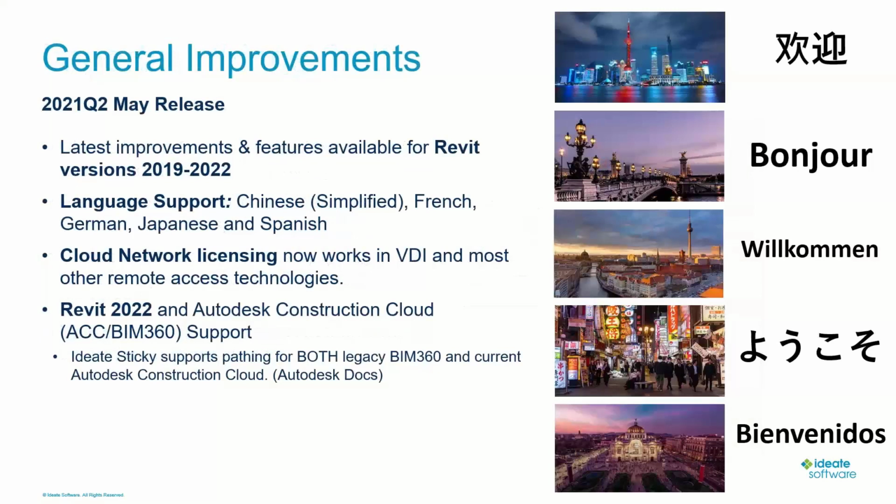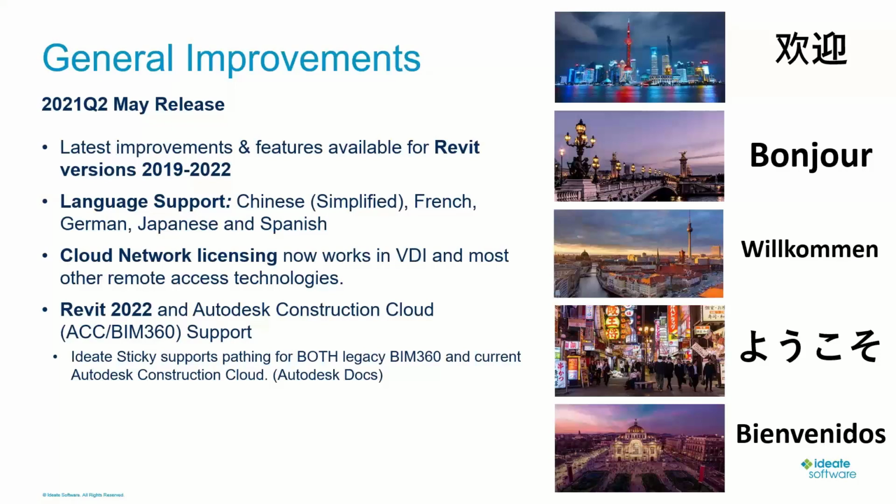So I wanted to go over the general improvements of all 5 Ideate software solutions. We're calling this our May release, but it's really our Q2. And so our Q2 May 2021 release aligns with Revit 2022, which was introduced in April of 2021.